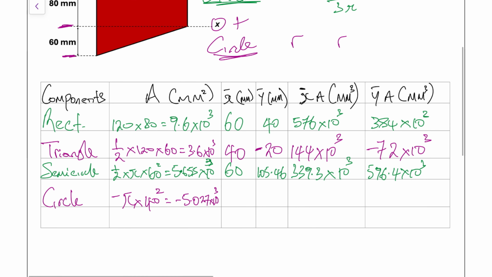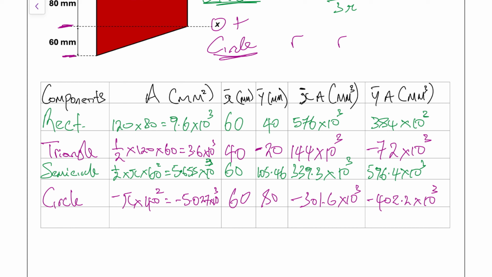So what that means is our x bar, y bar for the circle will be 60 mil for the x bar and 80 mil for the y bar. And with that, we can do our multiplication. So when we do x bar times area, what we end up with is minus 301.6 times 10 to the 3. And then for y bar, it's minus 402.2 times 10 to the power of 3.